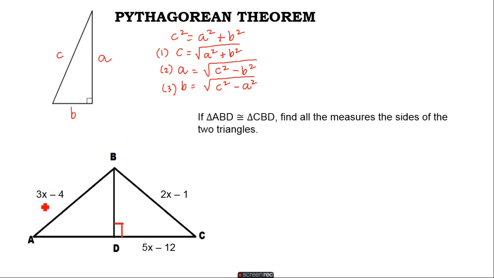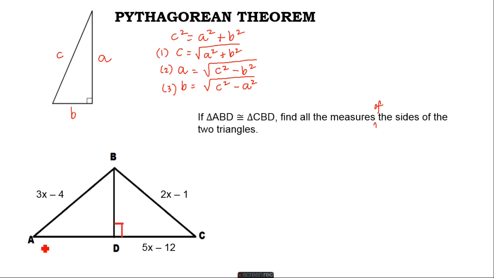Now, we have here a figure. Here's the condition: triangle ABD is congruent to triangle CBD. Find all the measures of the sides of the two triangles. Because we have two congruent right triangles, it also follows that the corresponding sides are congruent, or equal. So the first thing that we're going to do is solve for x.